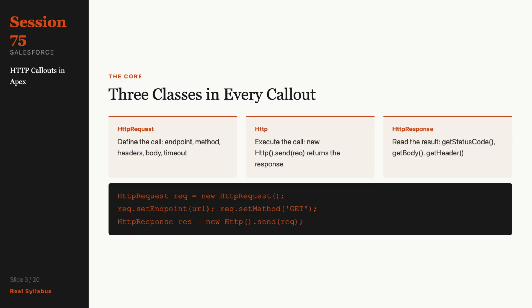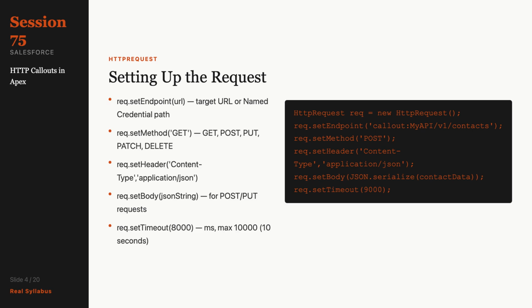Setting up the request: req.setEndpoint, URL, for the target URL. req.setMethod, GET, or POST, PUT, PATCH, DELETE. req.setHeader, Content-Type, application/json, for JSON APIs. req.setBody, JSON body, for POST and PUT requests. req.setTimeout, 8000, to set a custom timeout in milliseconds below the 10-second maximum.